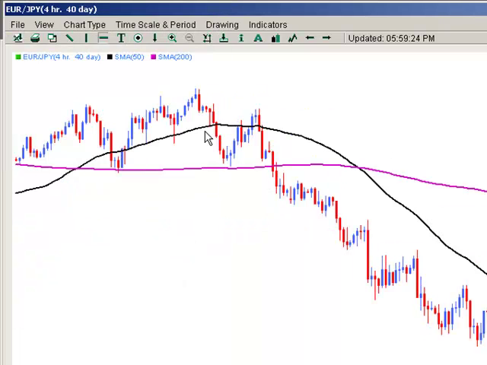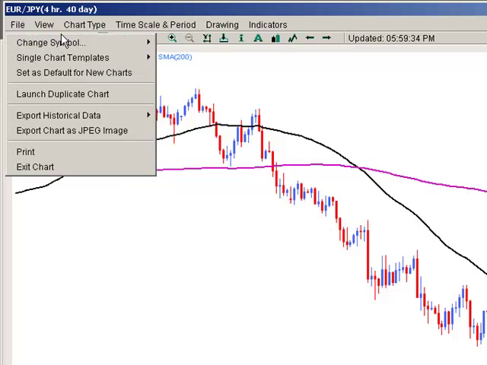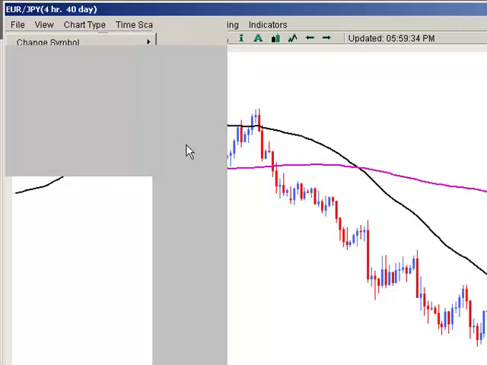Let's look at some yen crosses. Here's Euro Yen 4-hour chart. It crosses here. Our first spike up is here, and then it slams down. Let's see if we've got anything on some other crosses.